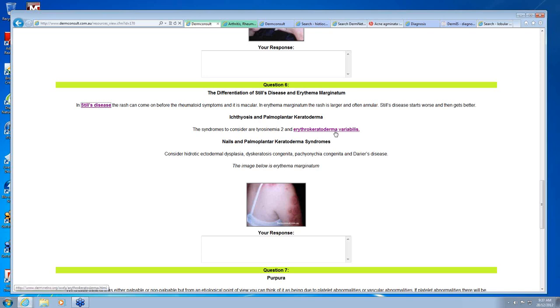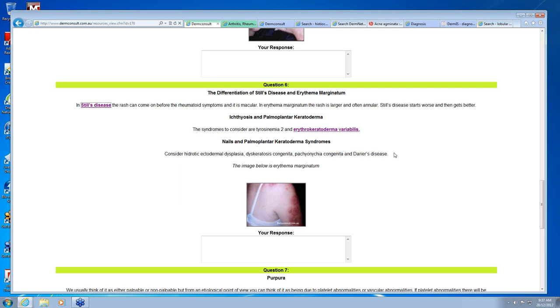It's an inherited disorder. Normally, as an acquired disorder, if I see someone with a fair bit of ichthyosis, red scale and palmoplantar keratoderma, I think of PRP. I suppose that's not quite an ichthyosis. Nails and palmoplantar keratoderma syndromes: consider hidrotic ectodermal dysplasia, dyskeratosis congenita, pachyonychia congenita, and Darier.